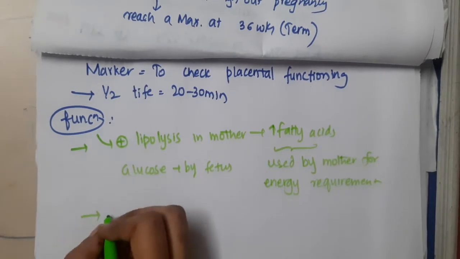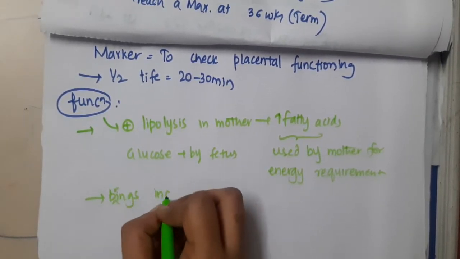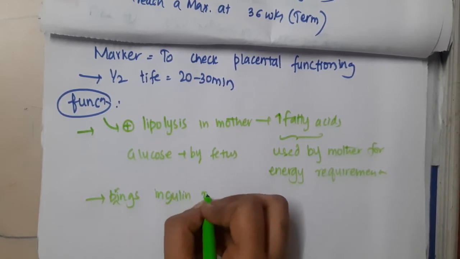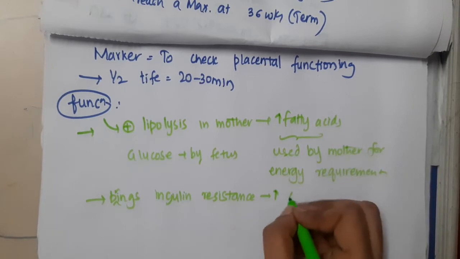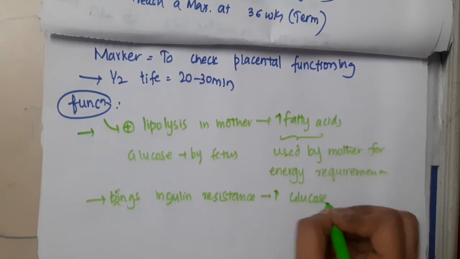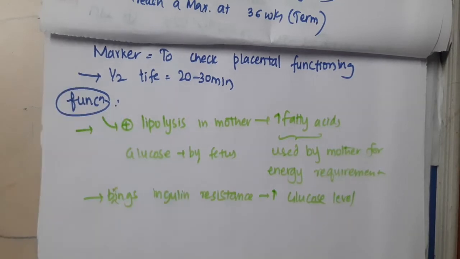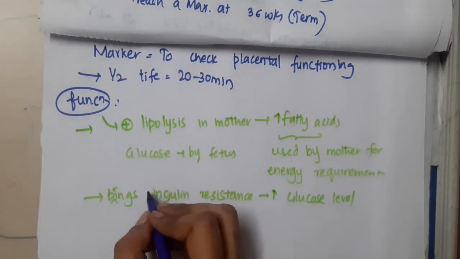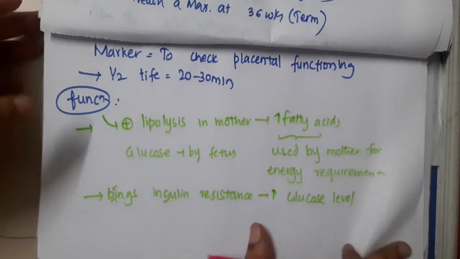Okay, human placental lactogen also brings insulin resistance, and thus it increases the glucose level. Okay, now let us learn. So we are learning about insulin resistance. Now, what are the hormones which bring about insulin resistance? So that is some one-liners.